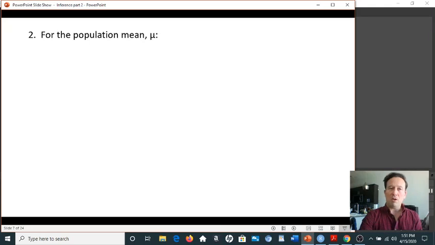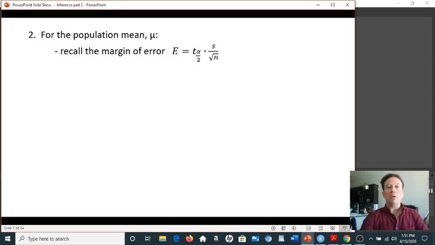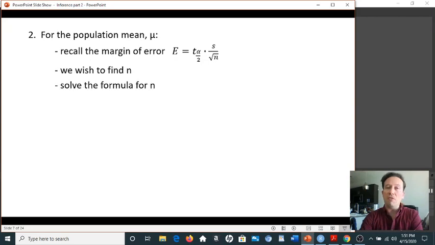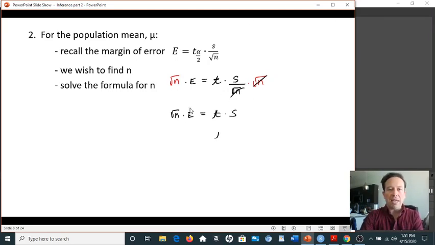The second part now: what if we were trying to estimate a population average, or mean, mu? Recall that the margin of error for this is t sub alpha over 2 times the sample standard deviation s divided by the square root of n. Here we're going to do the same thing and solve for n using a little algebra. First, I multiply both sides by the denominator, since it contains n. If I multiply both sides by the square root of n, that cancels on the right side. That gives me radical n times margin of error equals t times s.